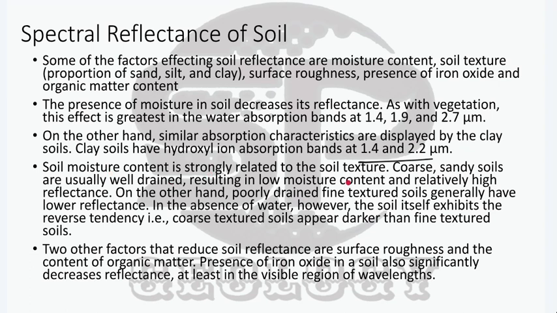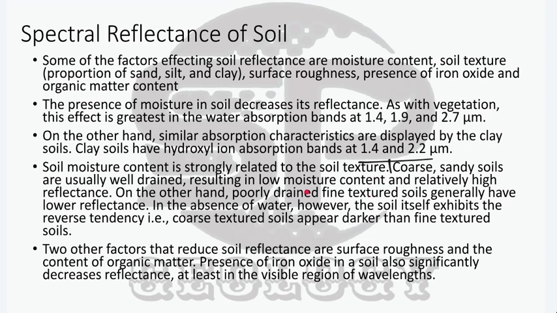Soil moisture content is strongly related to soil texture. Here you have to mark: coarse sandy soils are usually well drained. Coarse sandy soils are soils in which the grains are very coarse, so the water does not become trapped in the soil. They are generally dry in nature, so they will show higher reflectance. On the other hand, the finer grains will not be well dried, so they will show lower reflectance.